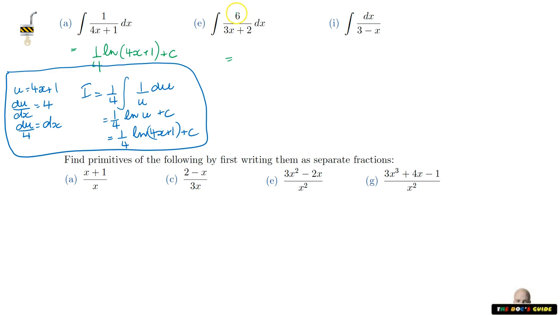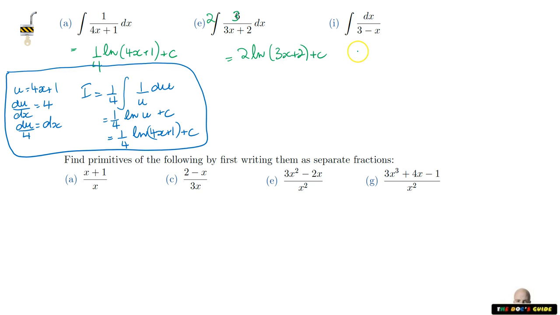Well, it would just be 3. It is 6, so if I write 3 here, what have I got to do? I've got to put a 2 out the front so that I've still got 6 altogether. So this integral then simply becomes 2 log of 3x plus 2 plus c.